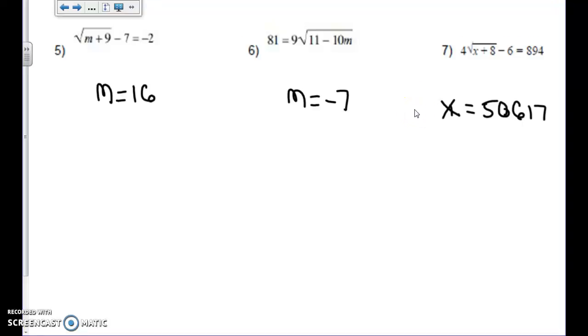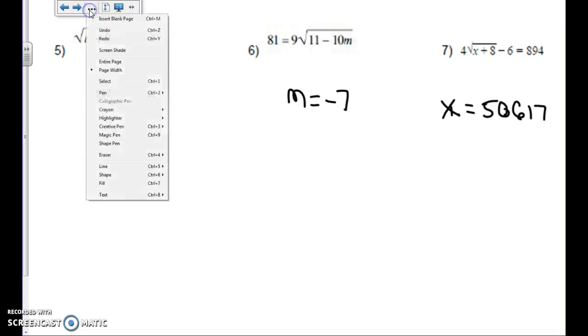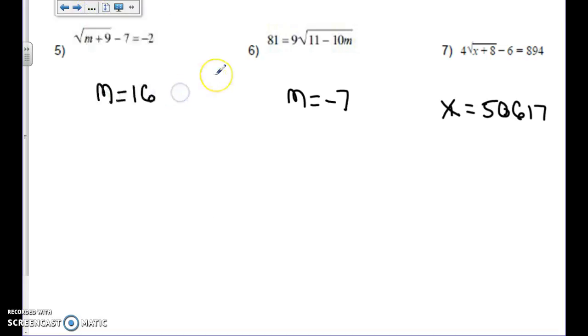Okay, guys, so hopefully for the last 3 questions that I had you try, you got m to be 16 for number 5. For number 6, you got m to be -7. And for number 7, you guys got x to be 50,617. We are definitely going to be going over this on Wednesday when I see you, but please circle any questions you have.